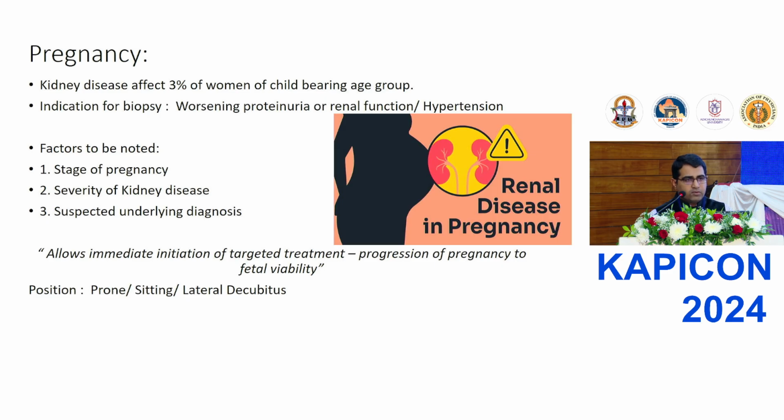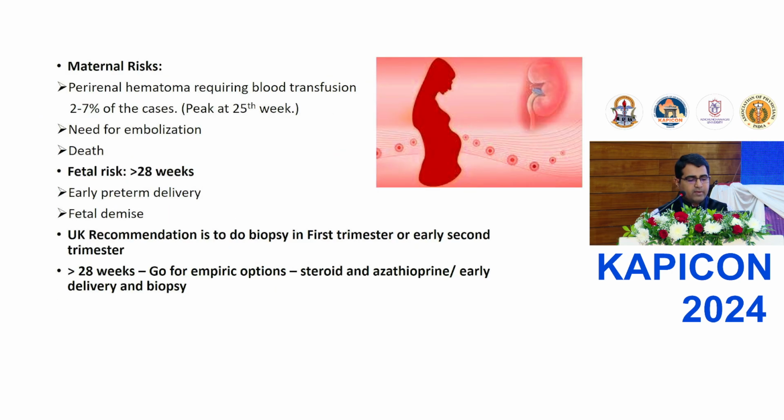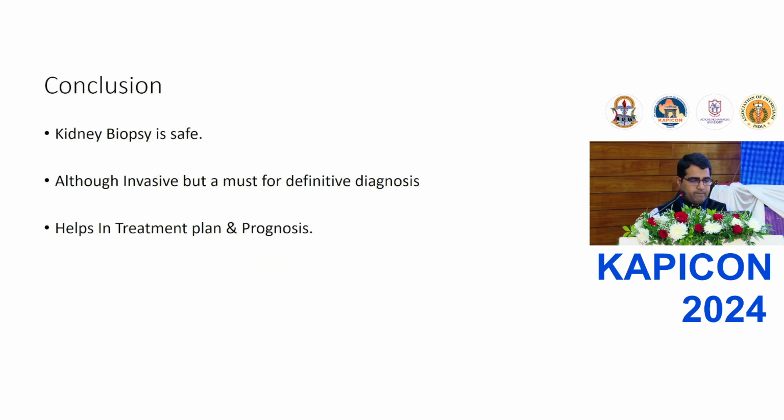If at all we are able to come to a conclusion from the clinical history itself, we start appropriate treatment. Even if you want to go for a biopsy, the usual time is late first trimester or early second trimester. More than 28 weeks, we go for empiric options of steroid and azathioprine. In conclusion, kidney biopsy is safe, although it is invasive, but a must for a definitive diagnosis. It helps in treatment plan and prognosis.